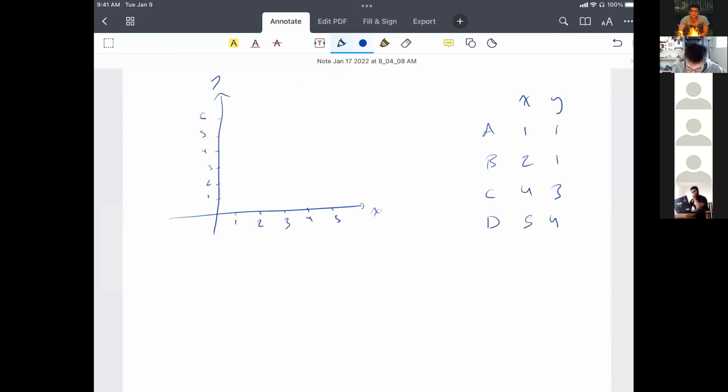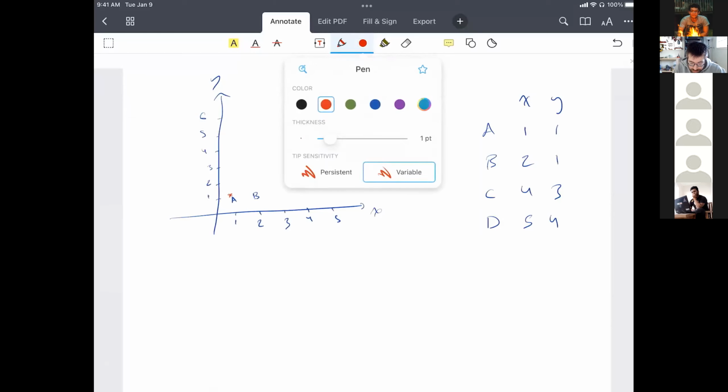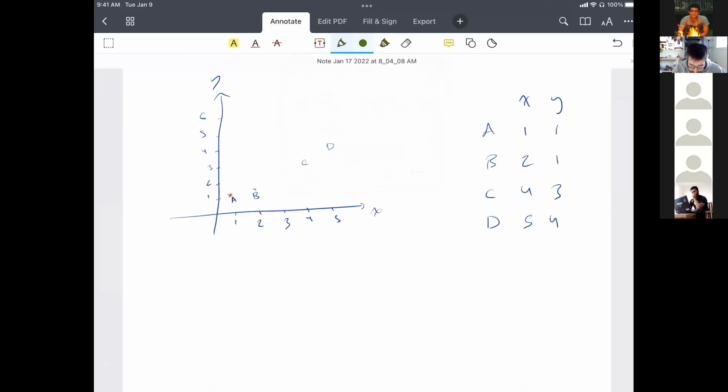So A would be here, 1, 1; 2, 1 would be here; 4, 3 is somewhere here; and 5, 4 is somewhere here. So these are the 4 points that we have. And we're saying we're starting A to be the center of the first cluster. Let's say it's the red cluster, and B is the center of the green cluster.